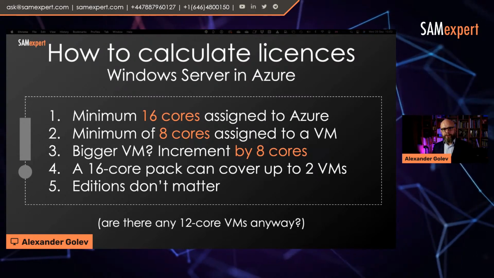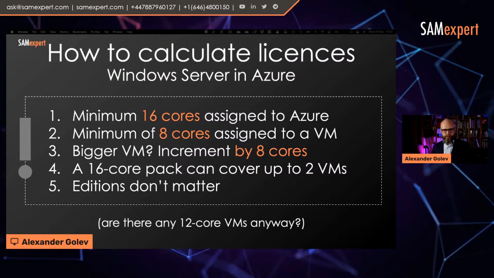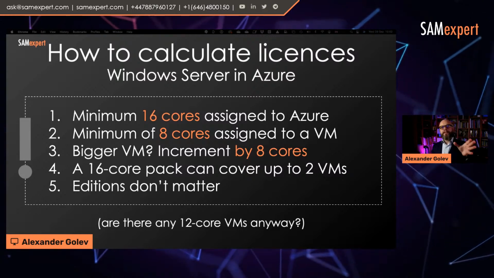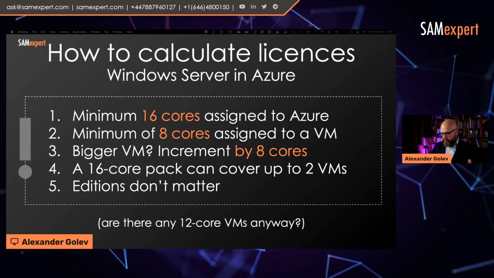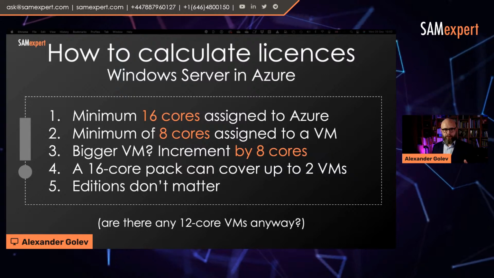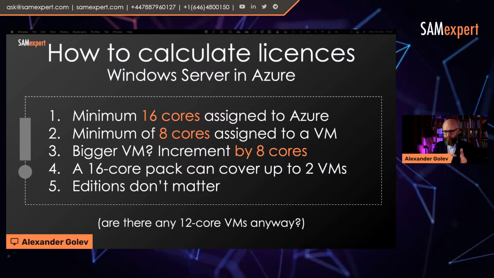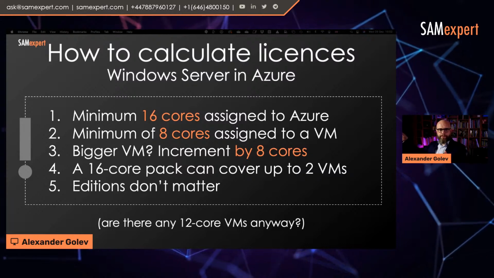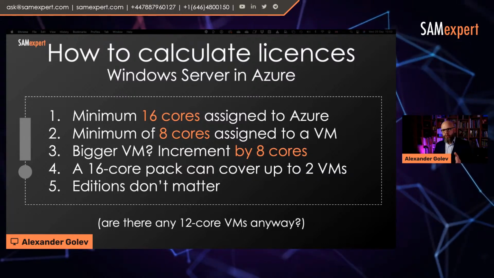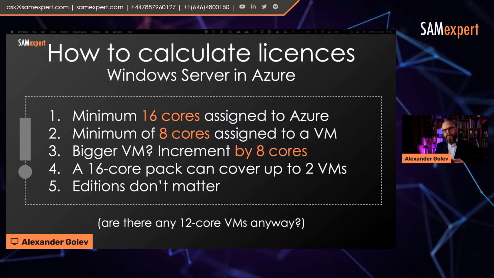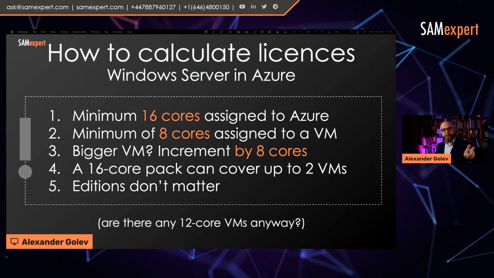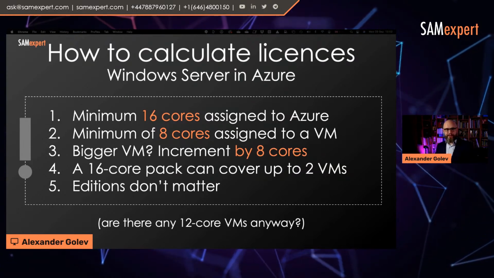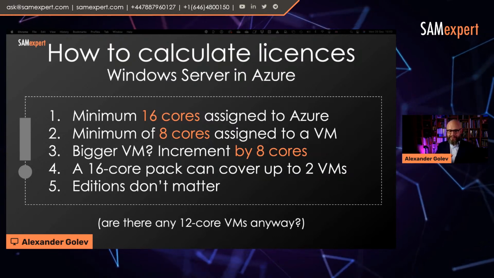Then in regards to virtual machines, each virtual machine consumes at least 8 cores. At least. So if there's a 4-core VM, it still requires 8 cores in Azure. If it's bigger, then just add another 8 cores. The way it works, there are no 12-core VMs anyway. So I think it's 1, 2, 4, 8, 16, 32, those sorts of increments. So in Azure, when you assign licenses to virtual machines, you always assign them in increments of 8. Microsoft in CSP specifically created 8-core packs for that simplification. So you assign licenses in the counts of 8.